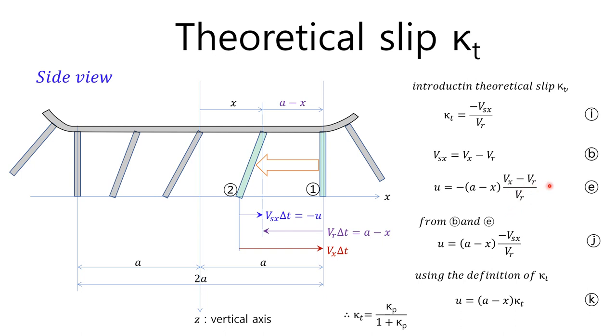Vx minus Vr of the previously obtained equation E can be substituted by Vsx using the equation B. Then, the deformation U can be expressed as the equation J, including the slip speed Vsx. Consequently, substituting the above-defined theoretical slip equation I into the equation J, the equation K can be obtained expressing the deformation U as the theoretical slip kappa t.